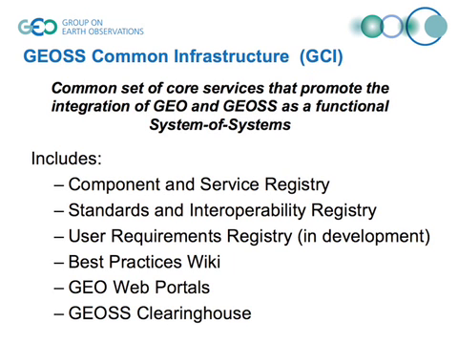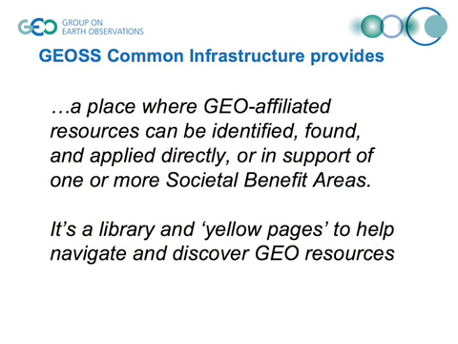The GCI includes components and services, standards and interoperability references, user requirements, some best practices, a user interface through a GeoWeb portal, and a clearinghouse, which is a search facility. This common infrastructure provides a place where geo-affiliated resources can be identified, found, and applied directly or in support of one or more societal benefit areas. This provides a library or yellow pages to help navigate and discover geo-resources. Geo-resources are really a form of spatial data infrastructure resources. So we have an alignment between GEO and the GSDI.